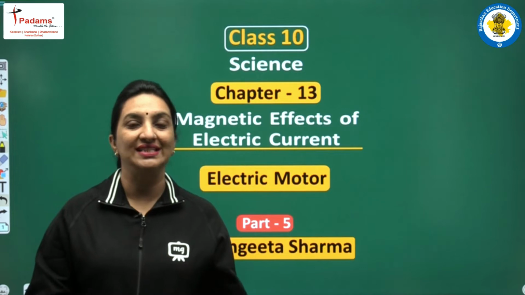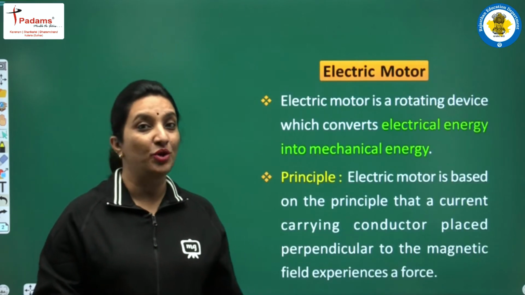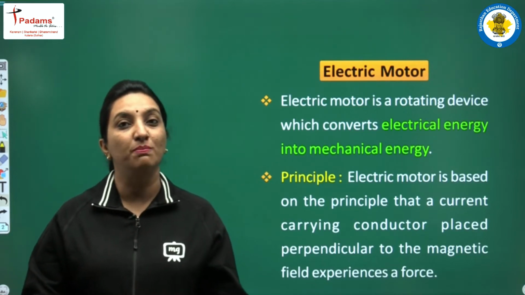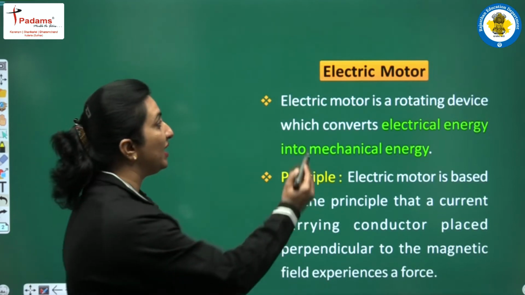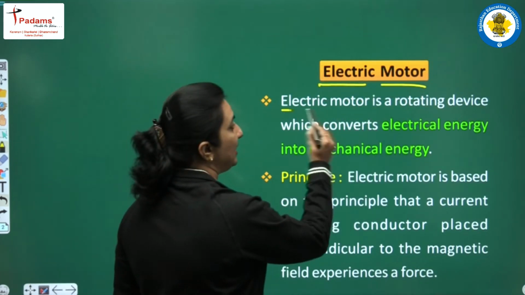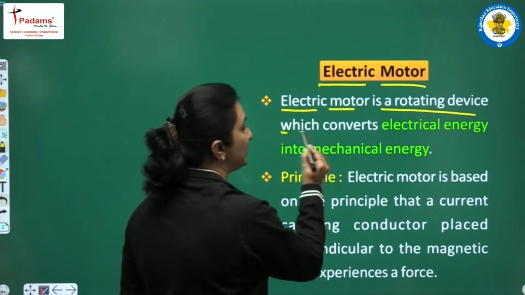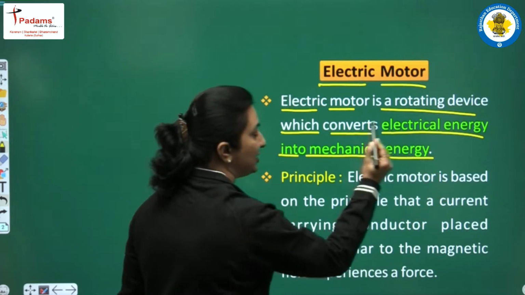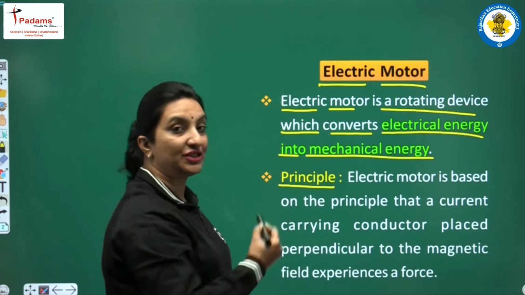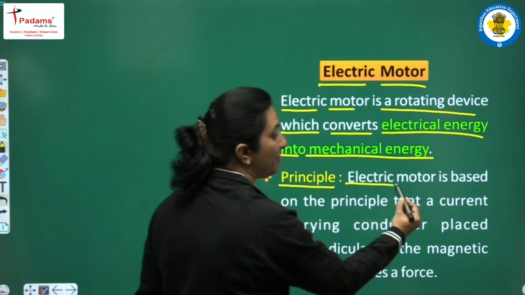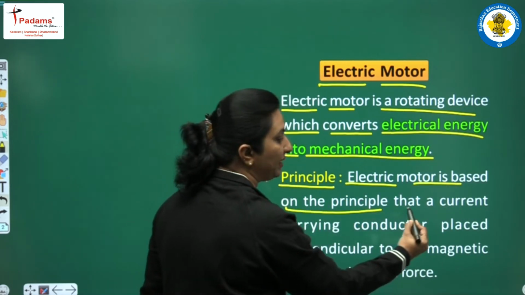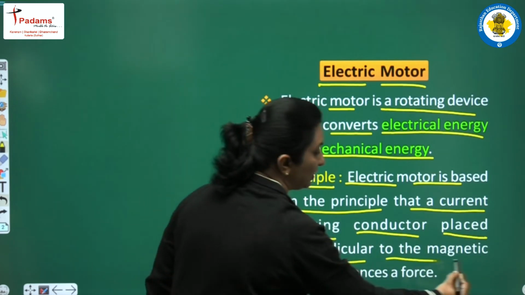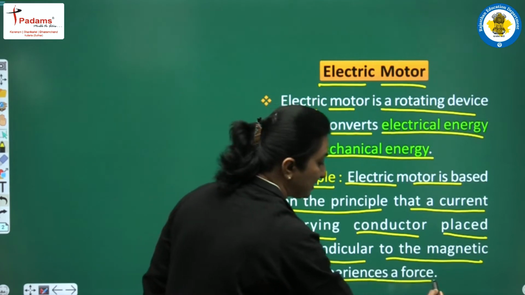So students, let's understand electric motor. Electric motor is basically a device which converts electrical energy into mechanical energy. So electric motor is a rotating device which converts electrical energy into mechanical energy. And the principle behind this electric motor is, students, that electric motor is based on the principle that a current carrying conductor placed perpendicular to the magnetic field experiences a force.